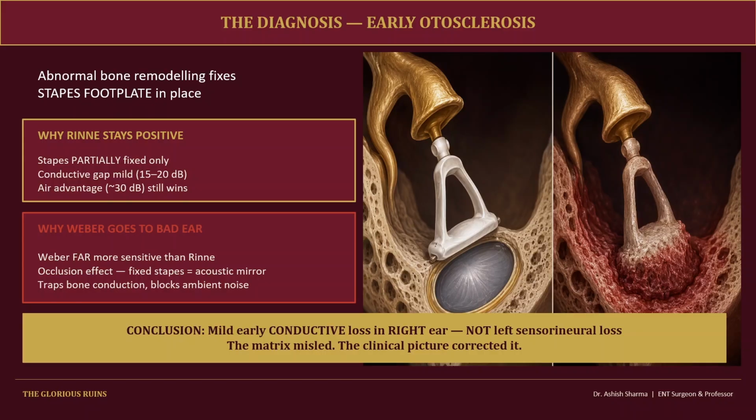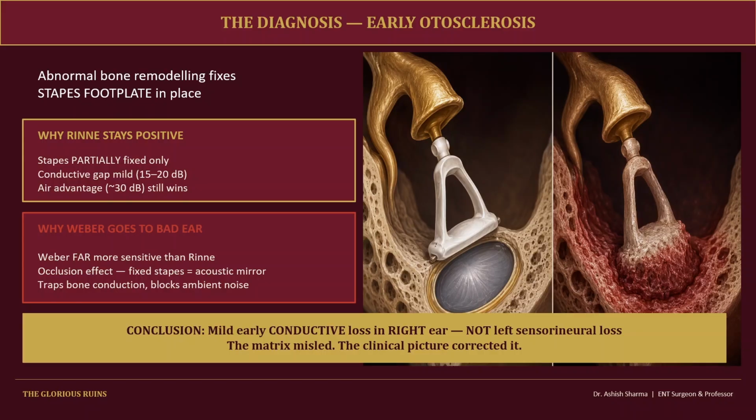The conductive deficit is mild, perhaps 15 to 20 decibels of airborne gap. And air conduction is naturally so much more efficient than bone conduction by approximately 30 decibels. So it still wins the sprint. The blockage is simply not severe enough yet to flip the Rinne negative. So the Rinne says air beats bone, positive, apparently normal.